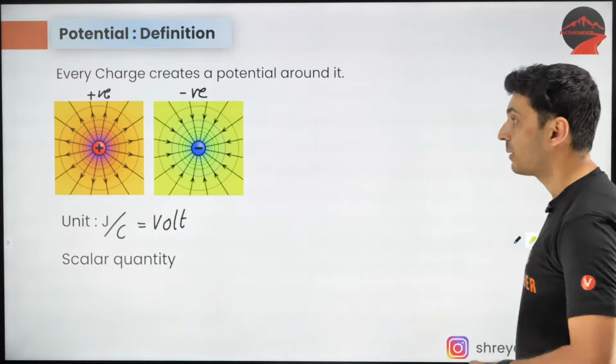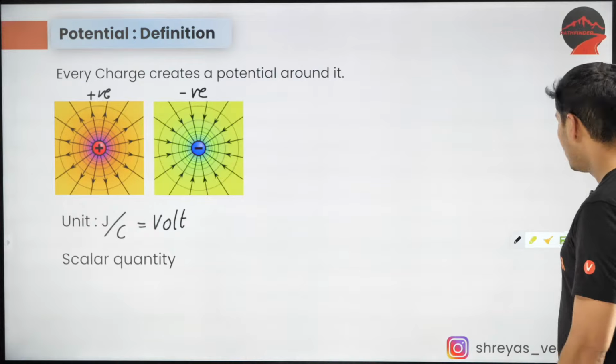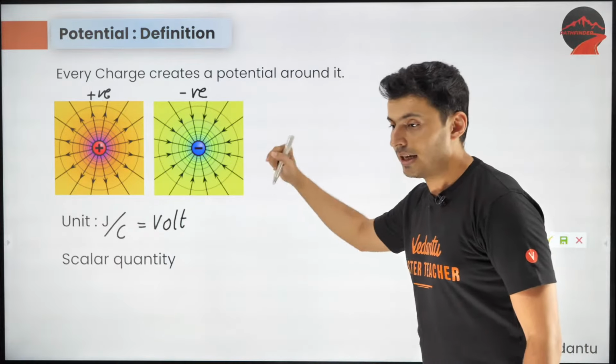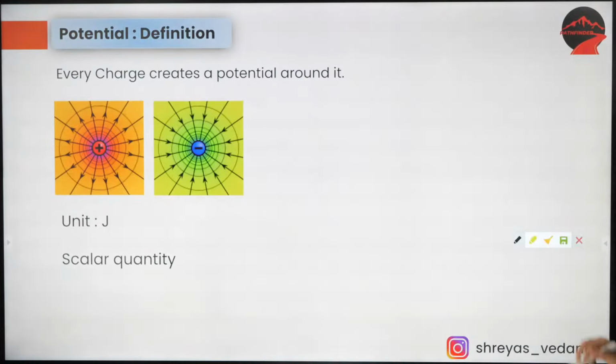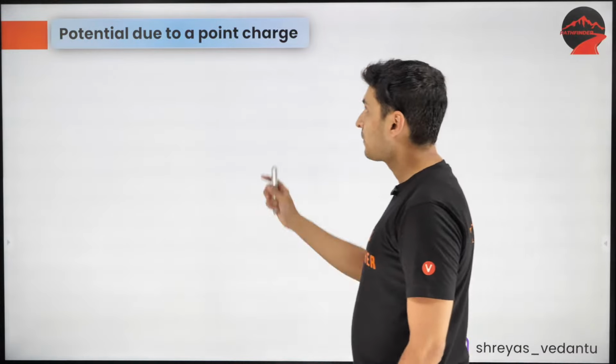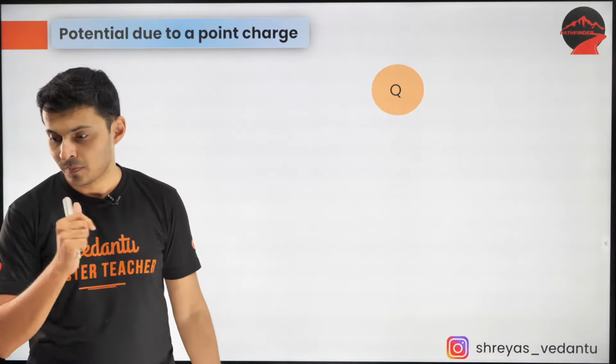So keep this in mind. Positive charges create positive potential, negative charges create negative potential around it. Keep this in mind. Now let's do these derivations.